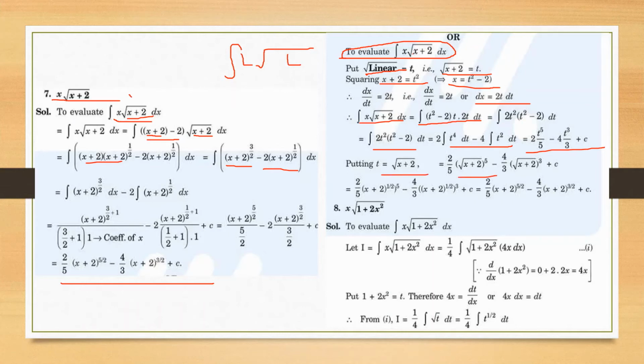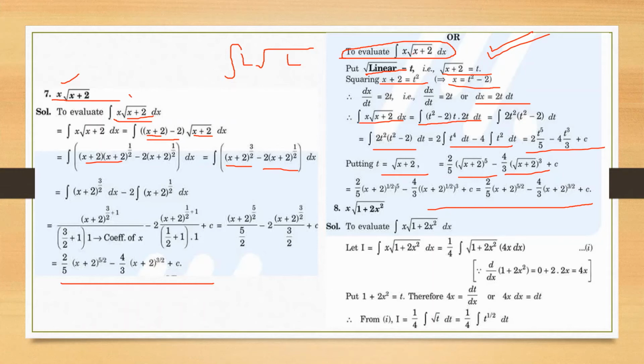So I think you should develop this skill. This will serve you, but you should know this also, right? This is also a very good method. Then number 8, x times root 1 plus 2x square. Now again come back to substitution.